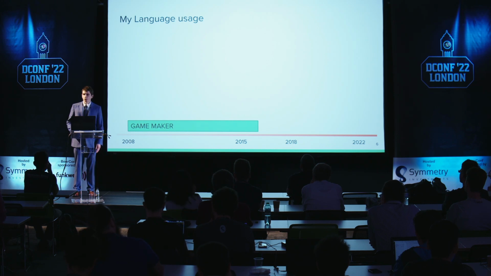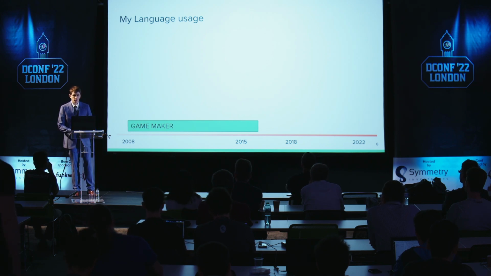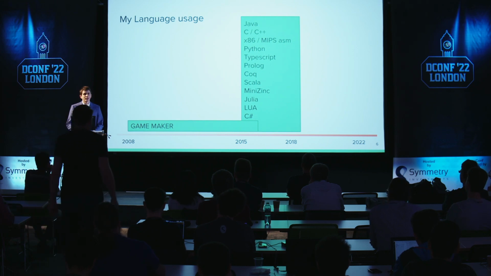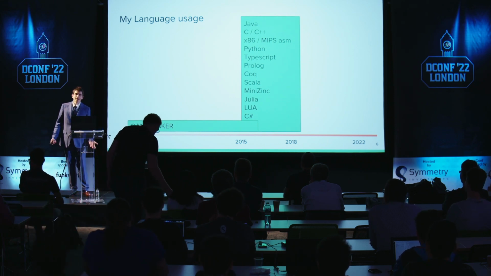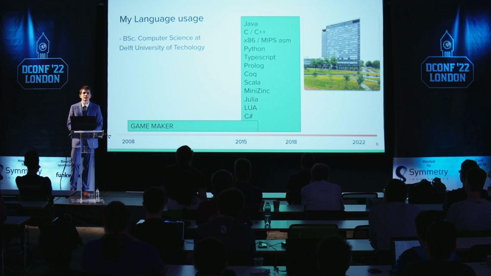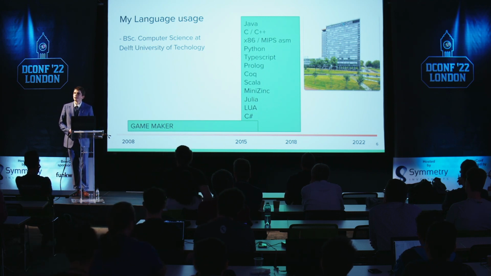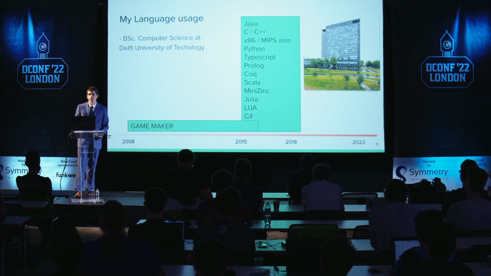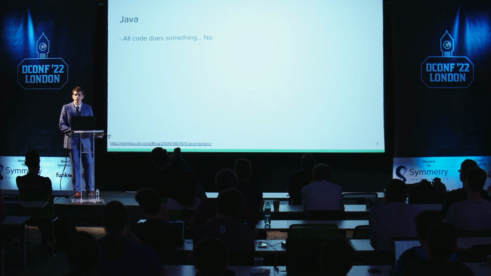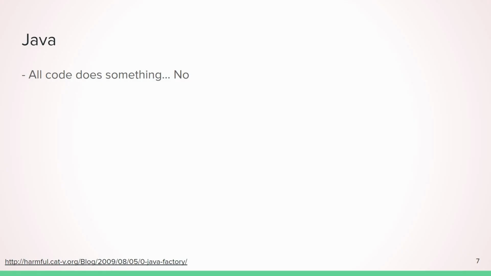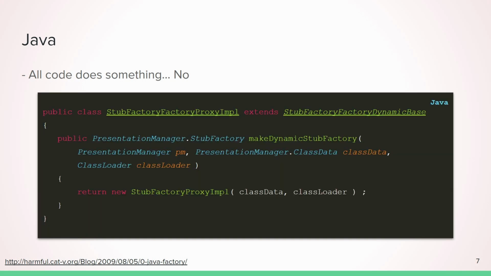From 2015 onwards, for the next 4 years, I suddenly started using a lot of other languages. What happened here? Well, I started my Bachelor of Computer Science at Delft University of Technology. They have all kinds of courses there in all kinds of domains, and many of them have a specialized language. Though the main language we used was Java. We used it for basically the basic algorithms and software engineering stuff. In Java, not all code does something. There's a lot of boilerplate and factories and stubs. Here's an example that illustrates the problem.